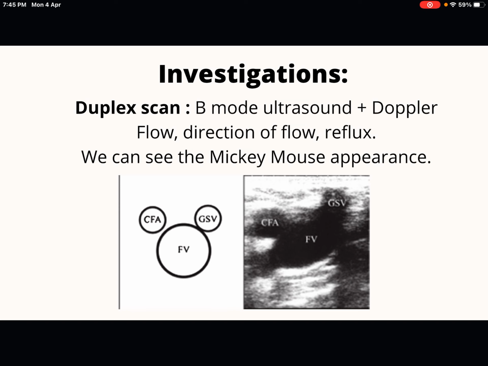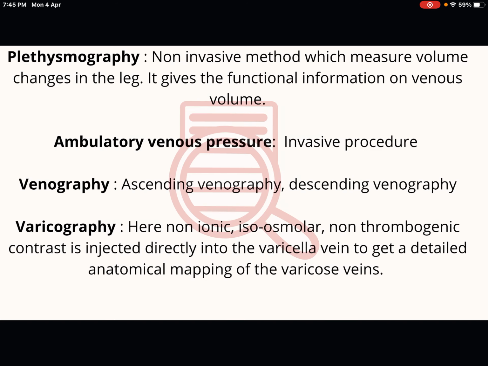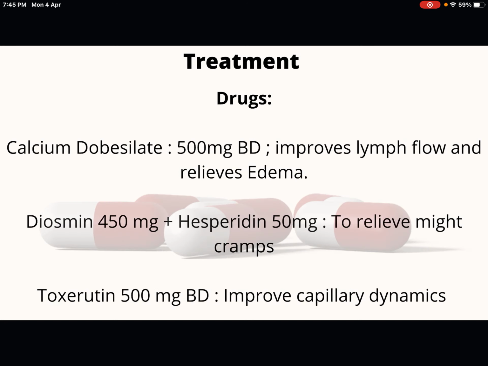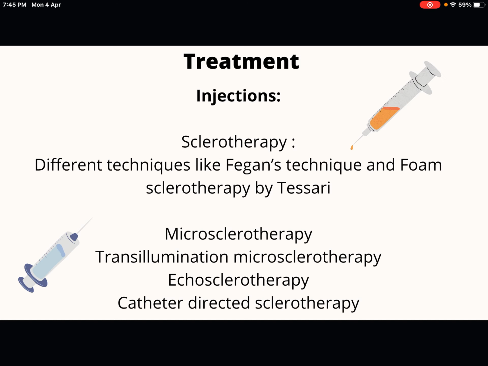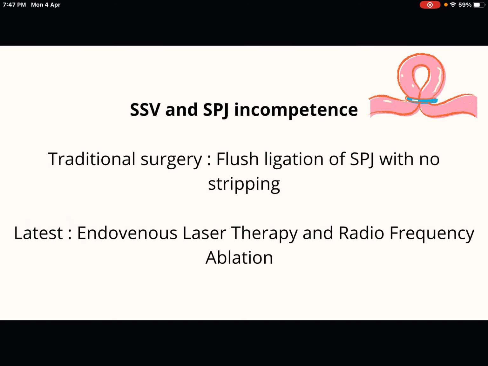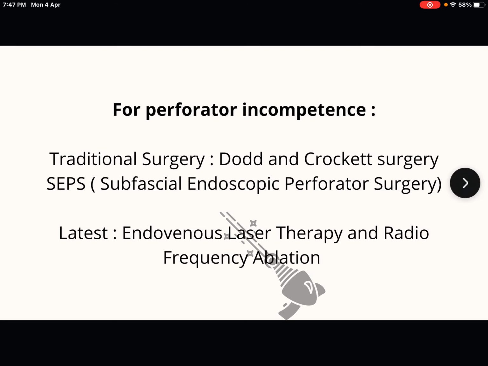Investigation: duplex scan is the most important, and it is the investigation of choice. Plethysmography, ambulatory venous pressure, venography, and varicography you can also write. Treatment: conservative, you know what should be written. Drugs you can remember: calcium dobesilate, diosmin, aspirin, troxerutin. Then injection sclerotherapy is an important one. Coming to surgery, the Trendelenburg procedure is the traditional surgery for great saphenous vein and saphenofemoral junction incompetence. For the saphenopopliteal junction and short saphenous vein, you have to write flush ligation. And as the latest, everything is the same: endovenous laser therapy, EVLT, and RFA, radiofrequency ablation.